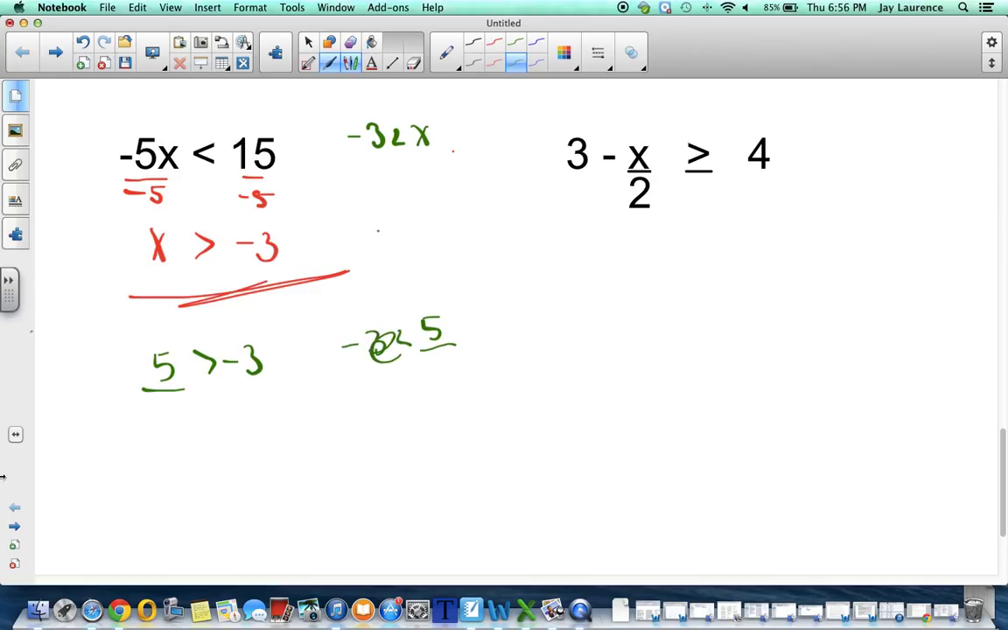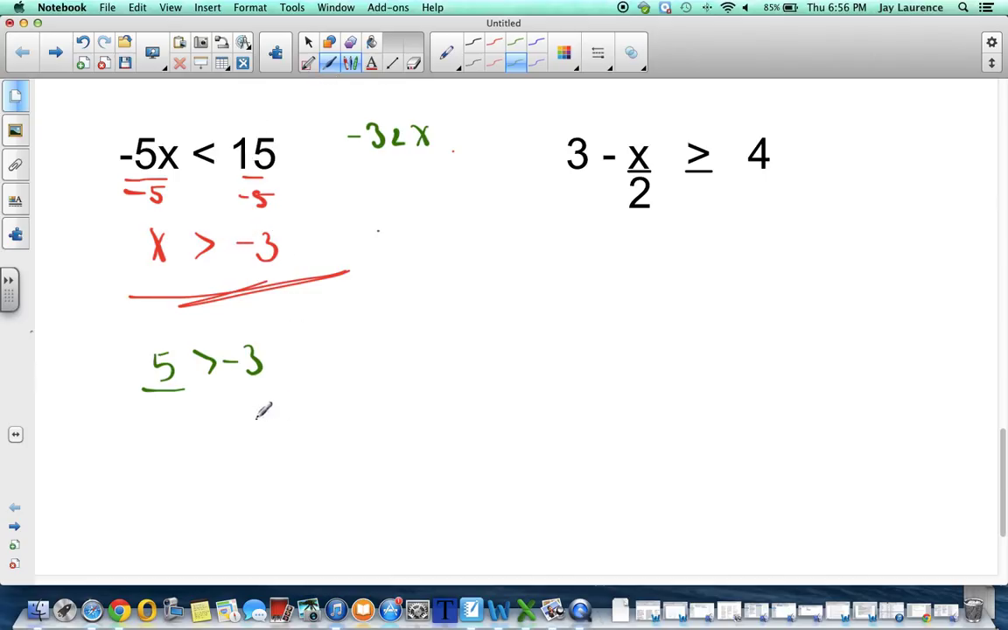What you have to remember is that when you multiply or divide by a negative, the inequality changes direction. Okay? That less than becomes a greater than.